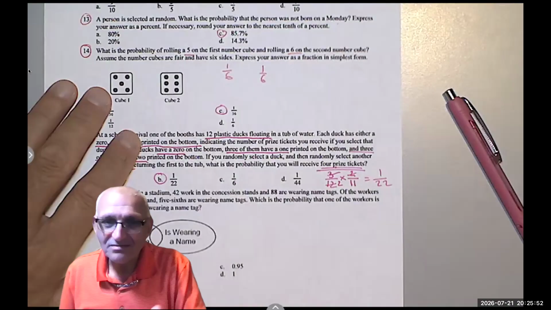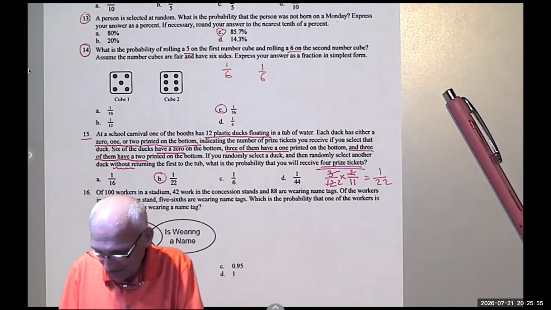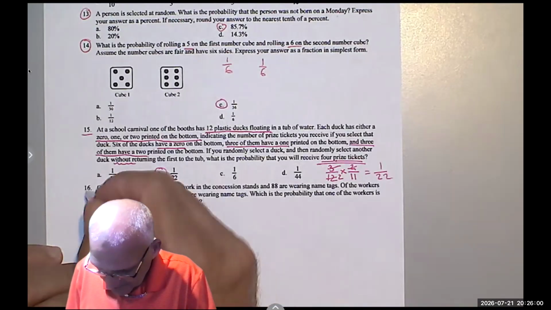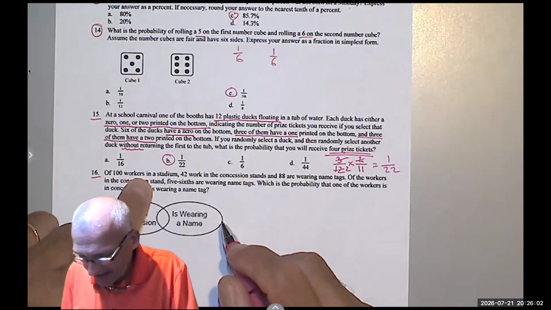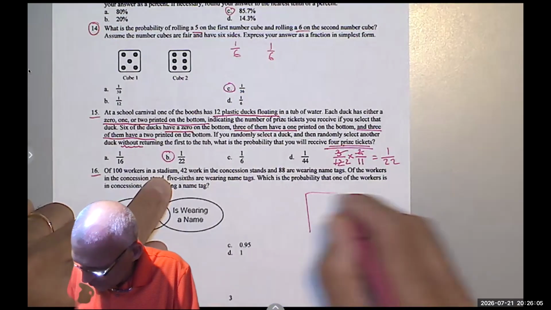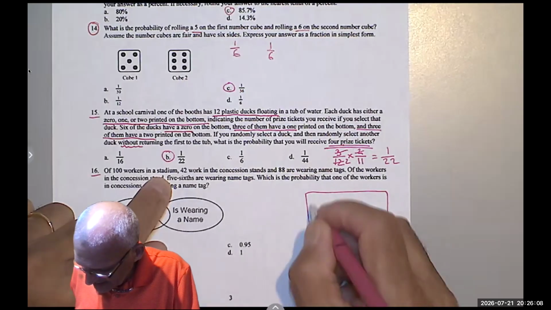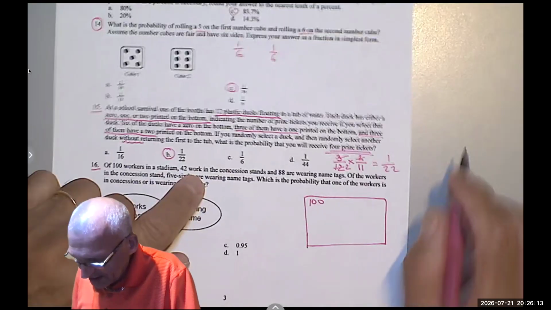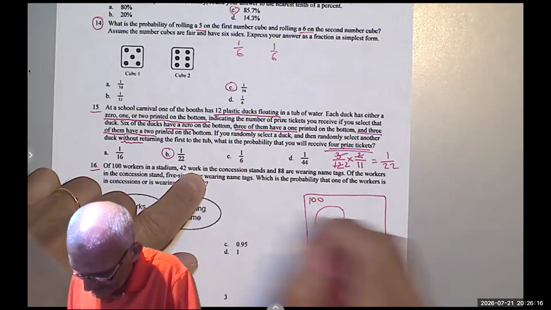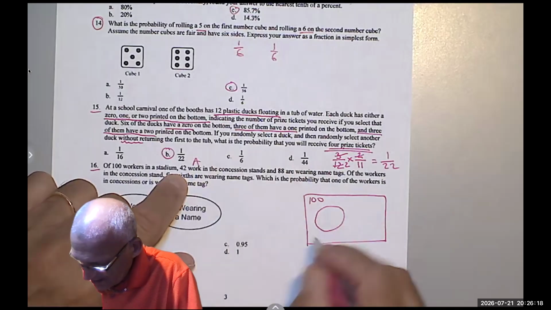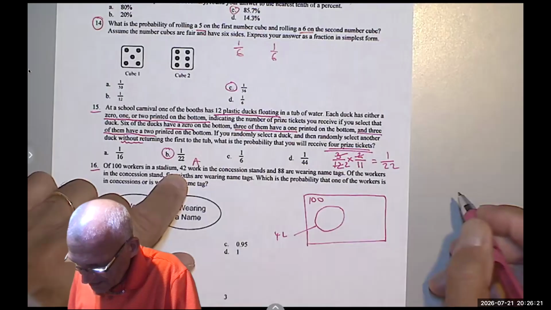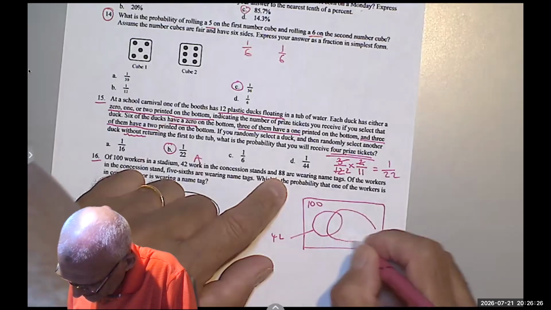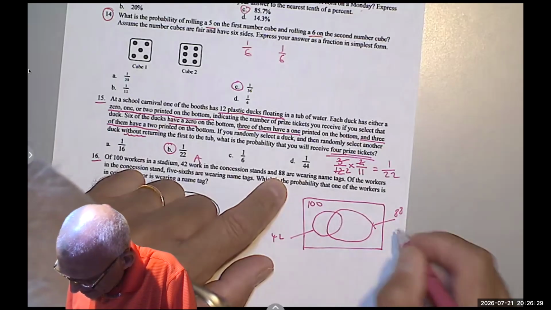So it wasn't bad. Maybe we can do 16 since it didn't take that long. Of 100 workers in a stadium. So again, you can draw the space and it has 100 in it. 42 work in the concession. So I'm going to call that event A. And A has 42. And 88 are wearing name tags. That's B.